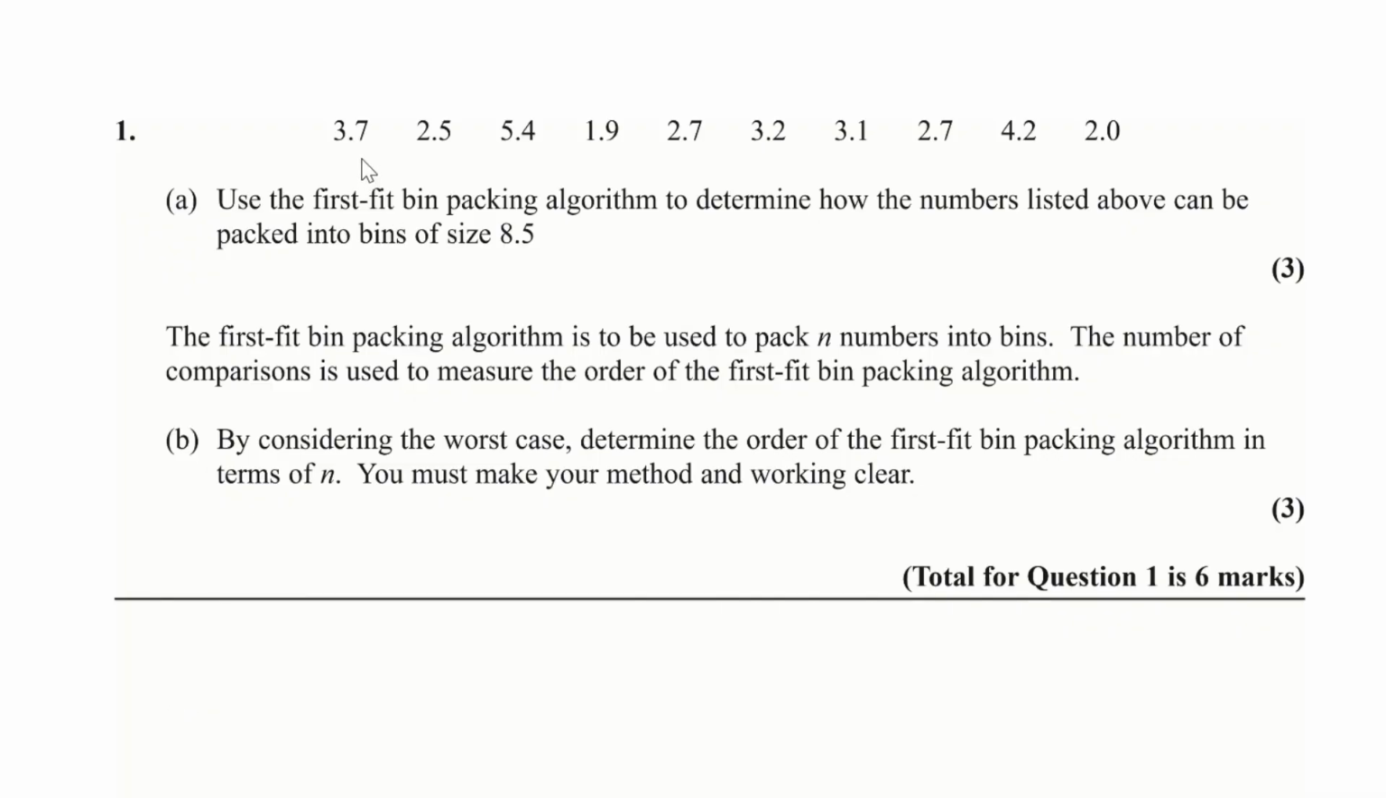Question number 1. We've been given a list of items as shown over here, and for part A we have to use the first fit bin packing algorithm to determine how the numbers listed above can be packed into bins of size 8.5. Now, of course, with the first fit bin packing algorithm, we consider items in the order that they are given in.